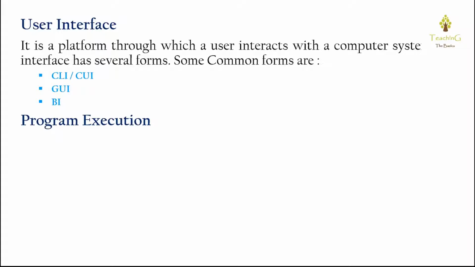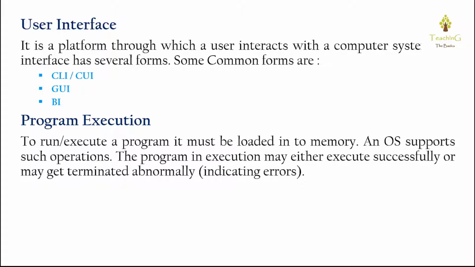Then comes the program execution and how the program execution services are provided. That is, to run or execute a program, it must be loaded into a memory. So if I want to execute a program, I need to load that program into a memory, that is a primary memory, and the operating system supports such operation. And the program in execution may either execute successfully or may get terminated abnormally.